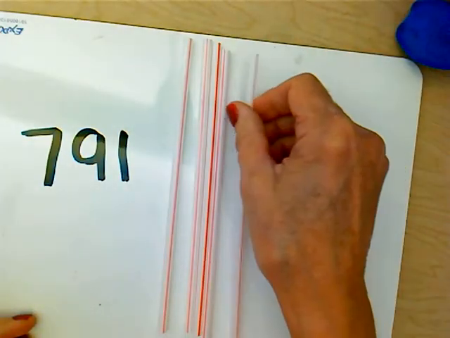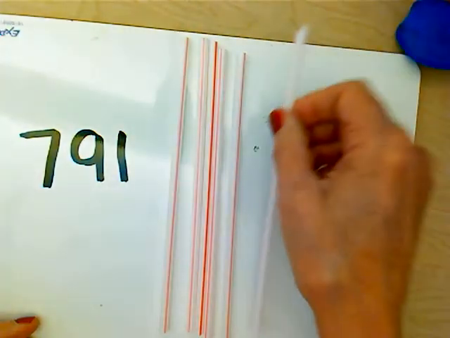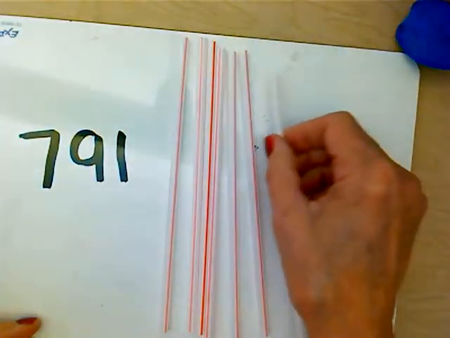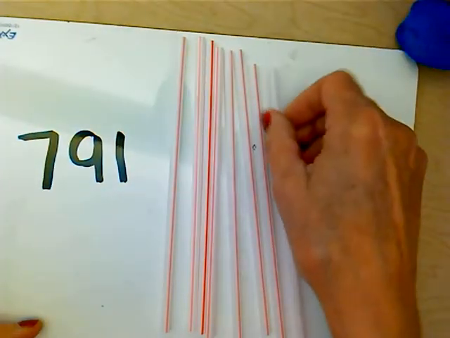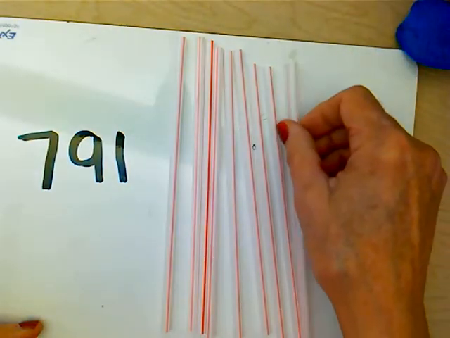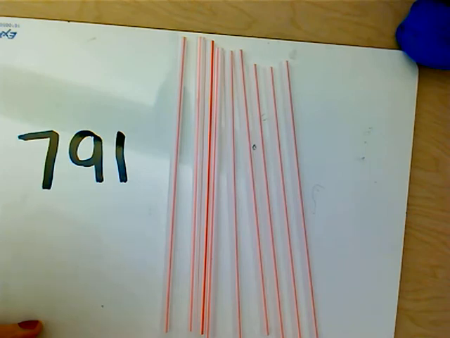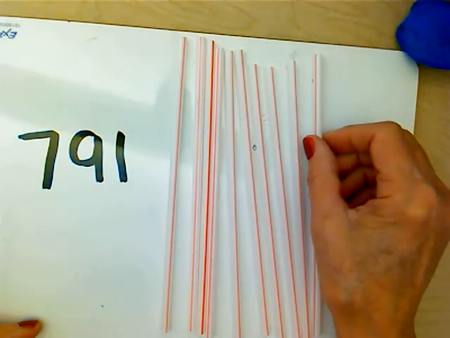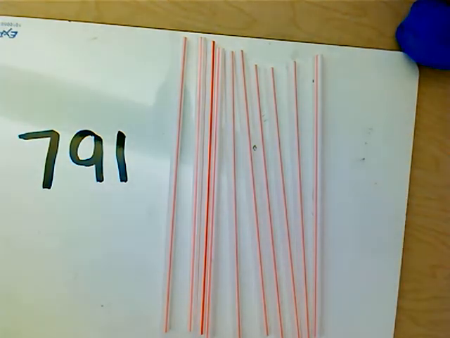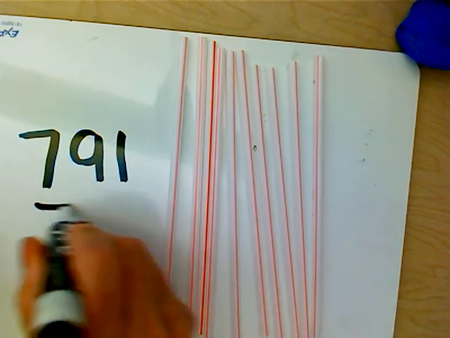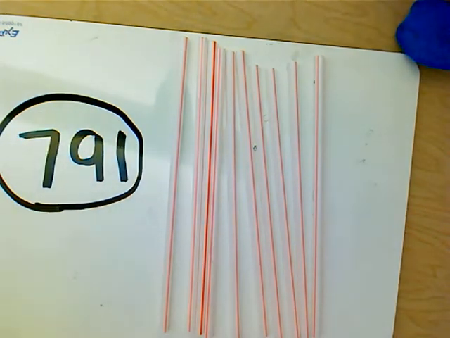795, 796, 797, 798, 799. And from 799, one more puts us up to 800. So I can count by ones, I can count by tens, starting just about anywhere and get myself someplace that I want to be. You can practice that a little bit more on your own as well.